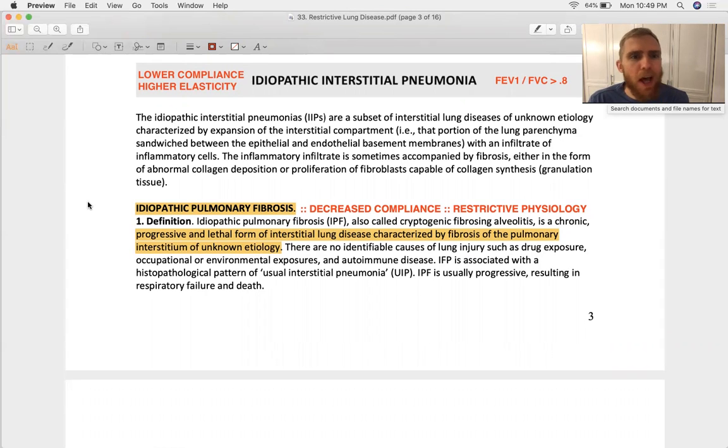So remember that we've got low compliance, higher elasticity, because this is a restrictive disease. We've got a lower FEV1 to FVC, or a higher FEV1 to FVC ratio, because there's no problem getting air out of the lungs.